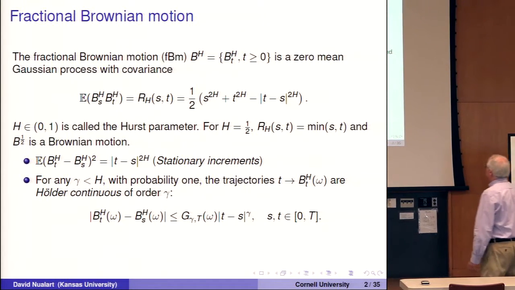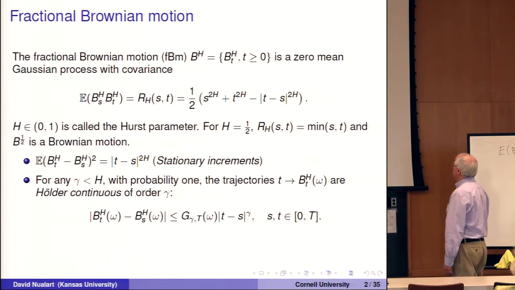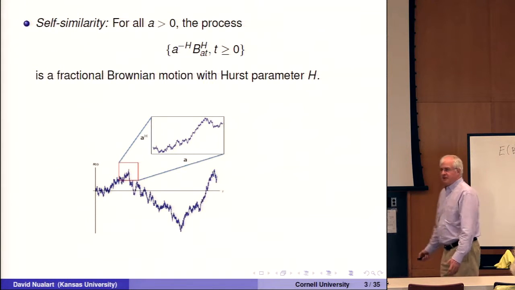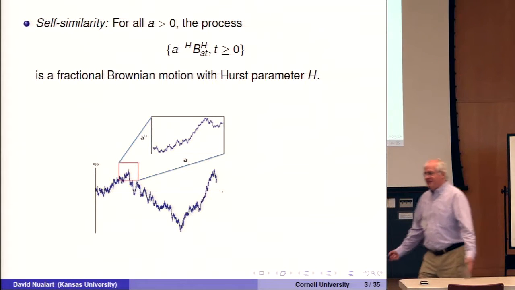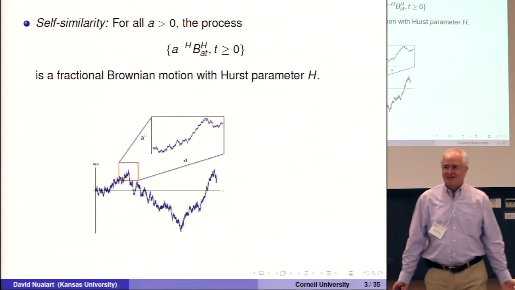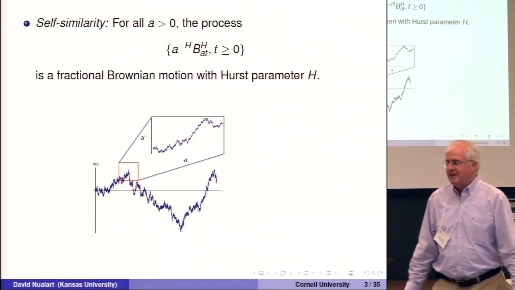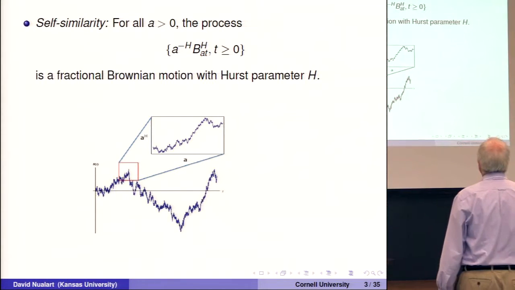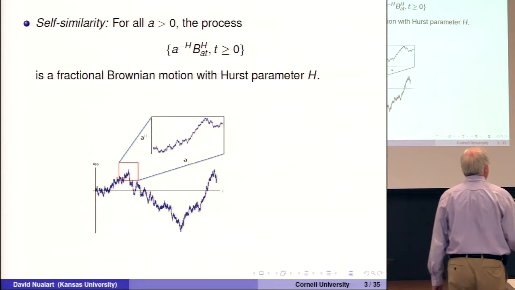Okay, so another important property of fractional Brownian motion, which is relevant here, is self-similarity. Perhaps this is the simplest, or most studied, example of a self-similar process. And this means that h is the index of self-similarity.